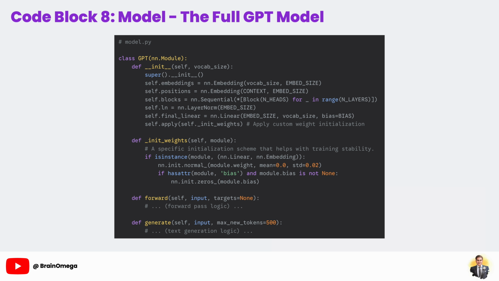Then, we create our blocks by making an nn.Sequential container with n_layers copies of our block class. This is the deep part of our network. After the blocks, a final layer norm and a final linear layer project the output back to the size of our vocabulary, giving us a score for every possible next token.